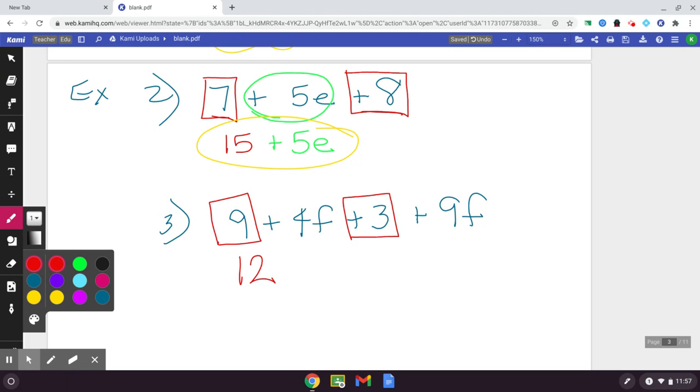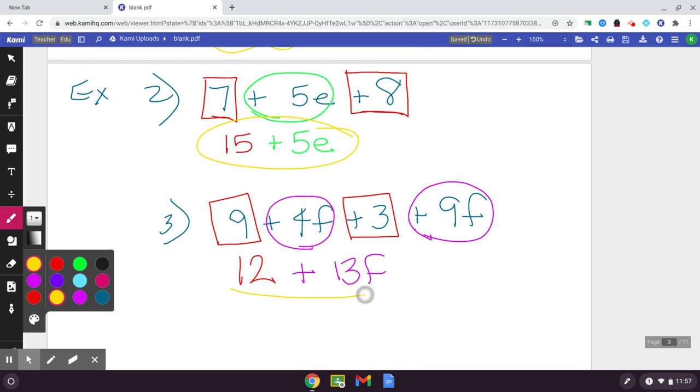All right, now I have 4f. Do I have any other terms with the letter f? Yes, right here, positive 9f. So I'm going to think positive 4 plus positive 9 gives me positive 13f. And that's my final answer.